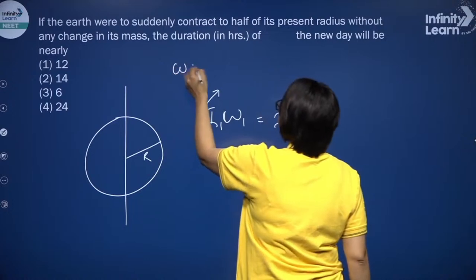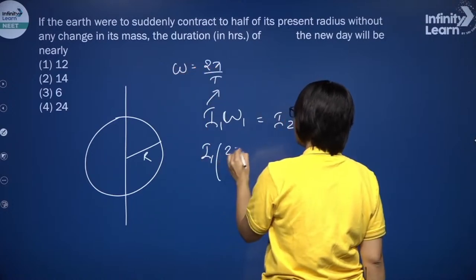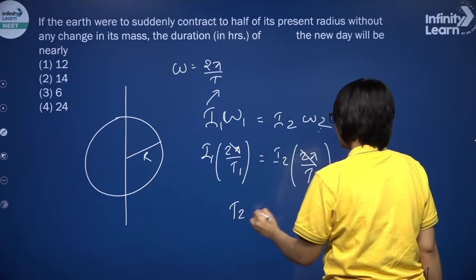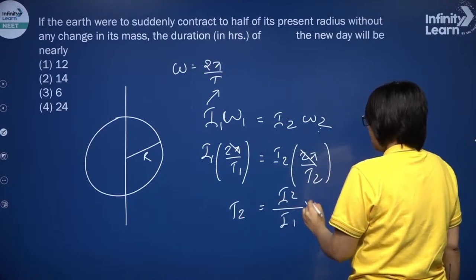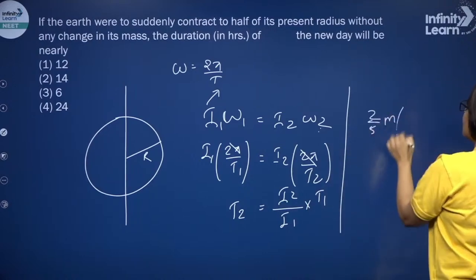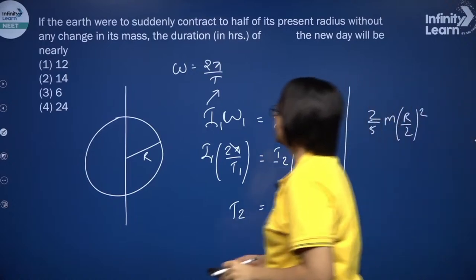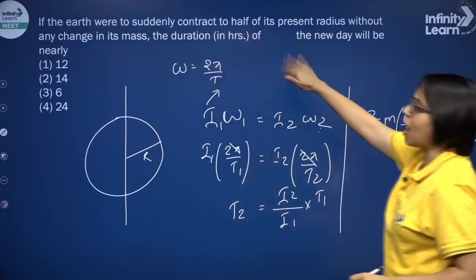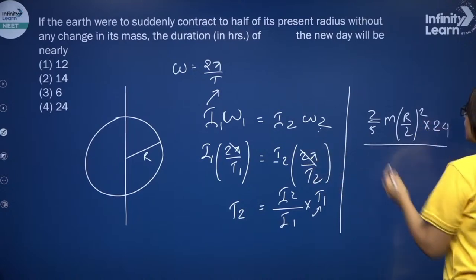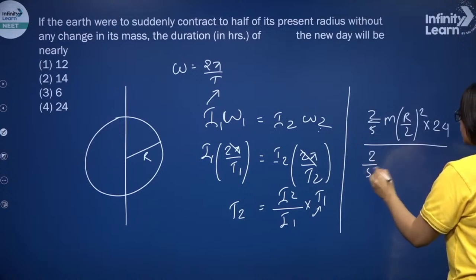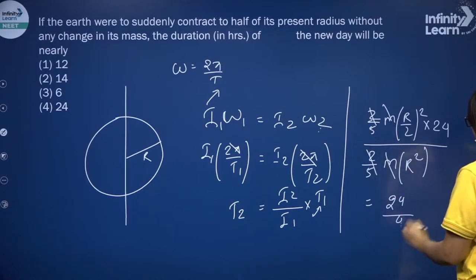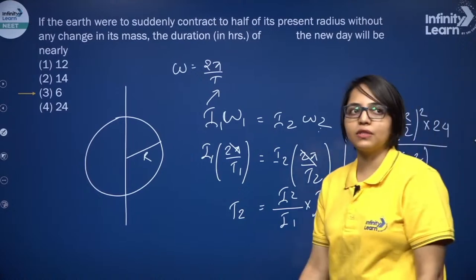So over here, omega is given as 2 pi upon T. So I1 into 2 pi upon T1 is equal to I2 into 2 pi upon T2. 2 pi, 2 pi cancel. So you can write T2 as I2 upon I1 into T1. So over here, I2 is the moment of inertia after contraction. So this is 2 by 5 m into r by 2 whole square. This is a solid sphere, right? So solid sphere moment of inertia is 2 by 5 m r square. Radius is r by 2, half of its present value, into T1. Time period before contraction of 1 day is 24 hours, divided by I1, the moment of inertia before contraction. So this is 2 by 5 m r square. So this will cancel and give you 24 upon 4, that is equal to 6 hours. So the new time period is 6 hours, which is option 3.